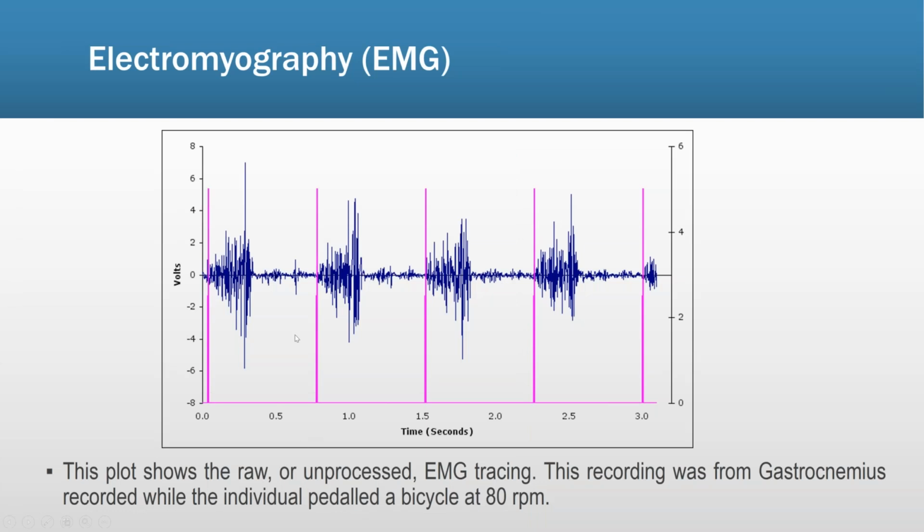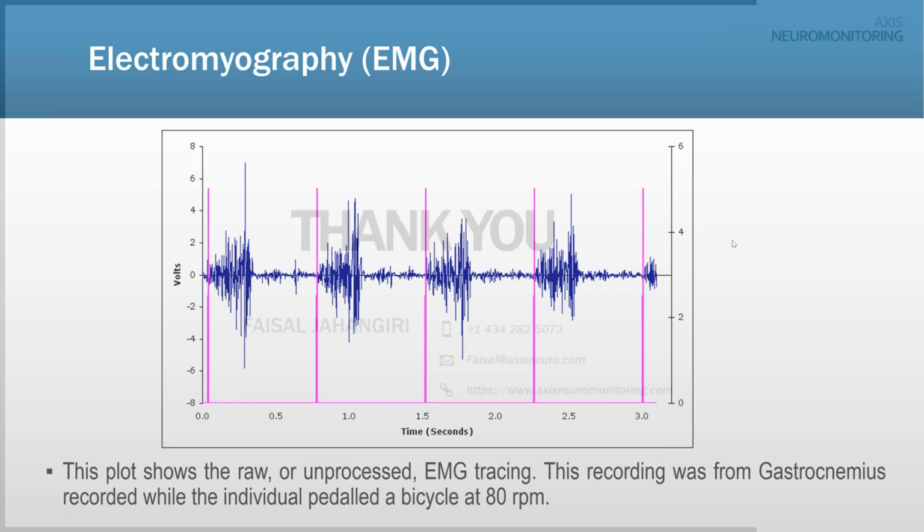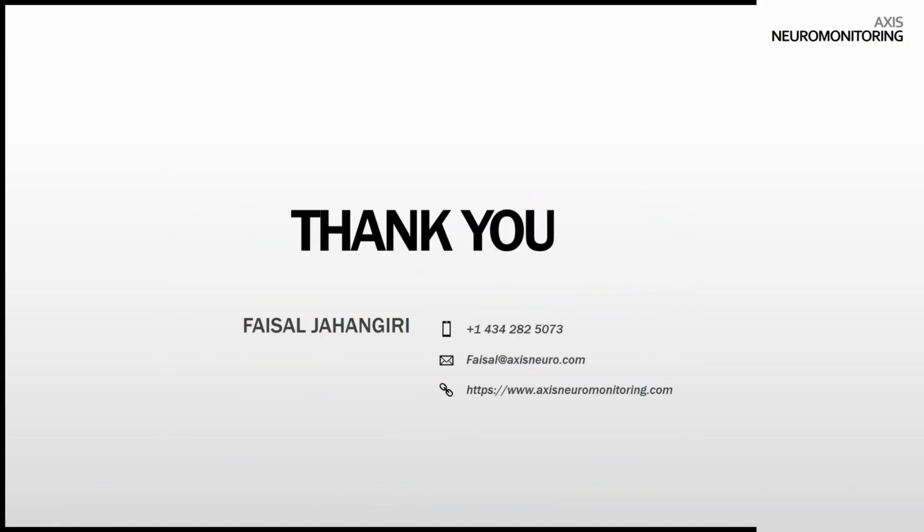So if you look at the raw unprocessed EMG, this is a picture from gastrocnemius with a volunteer. He's pedaling a bicycle at 80 cycles per minute, and you can see the contraction and spontaneous EMG from the gastrocnemius muscle. So that's the end of my presentation.